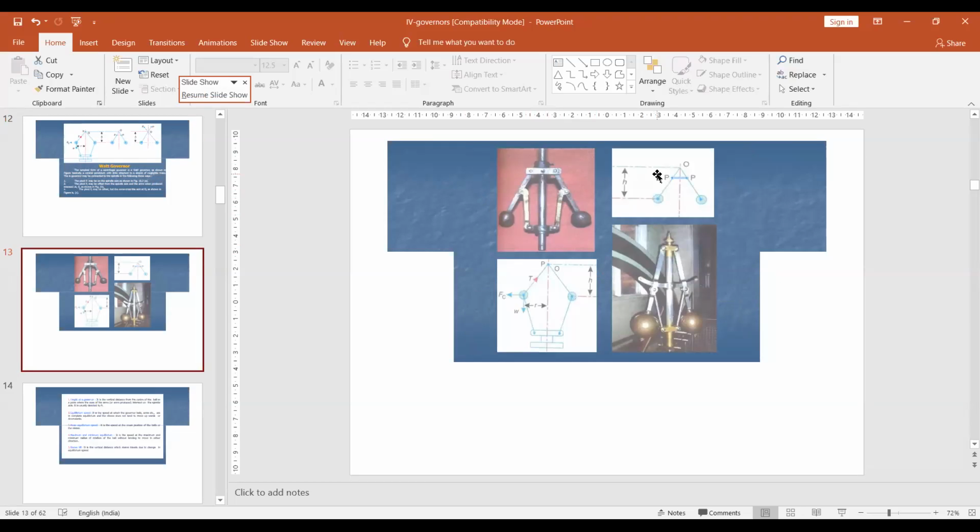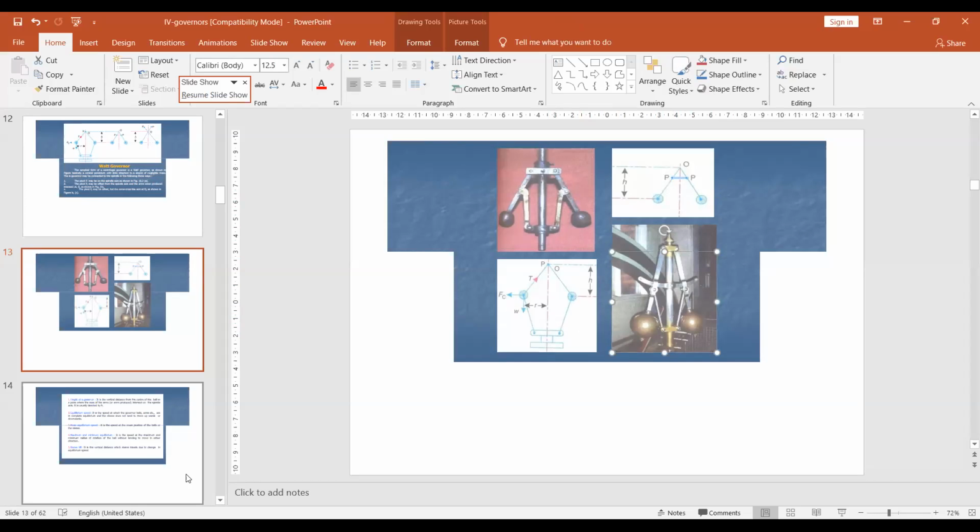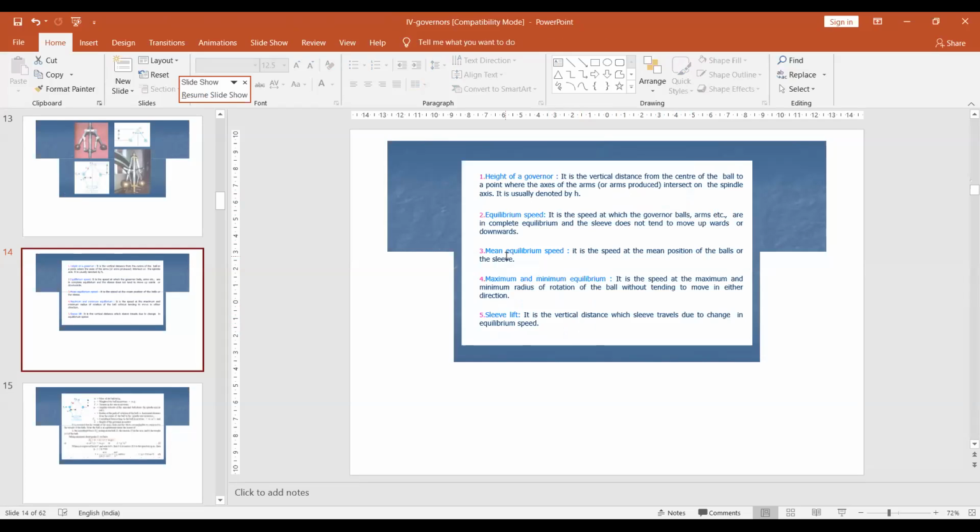This diagram represents the offset before the fixed point. So the offset and the H value are represented here. And the second one is where the pivot P may be on the spindle axis. They may also represent it here. So here we have some important terms.